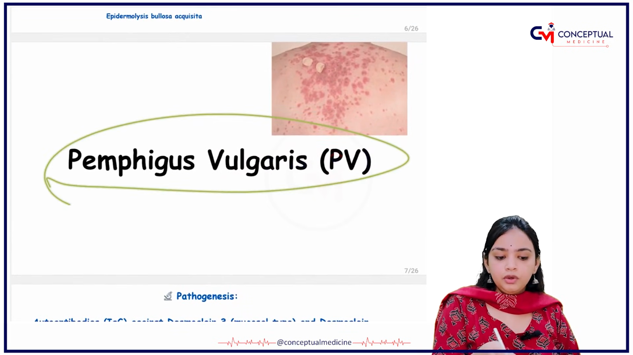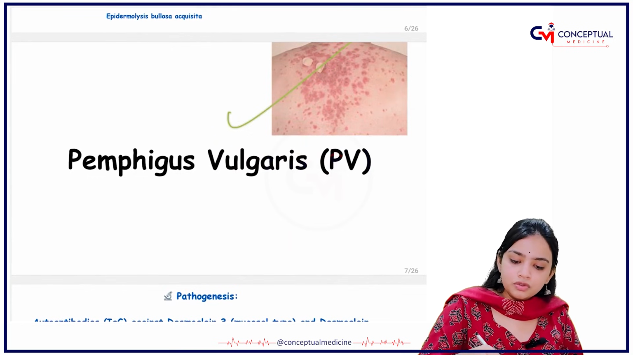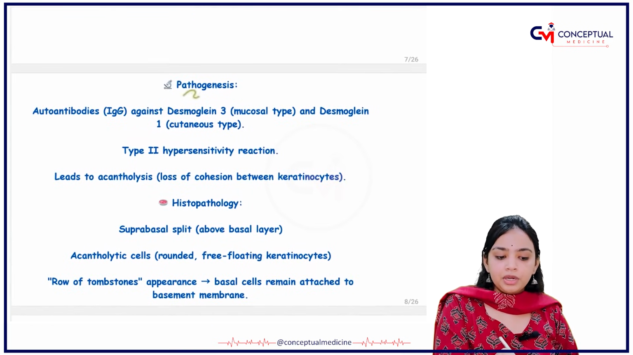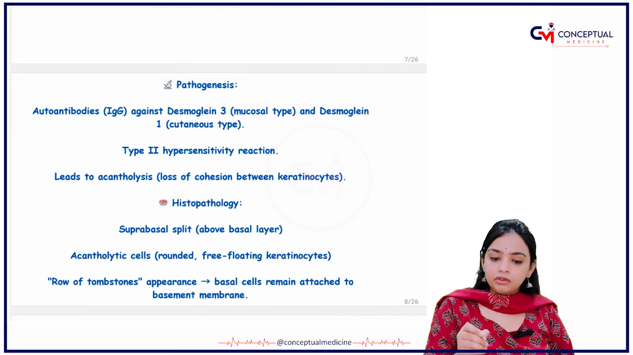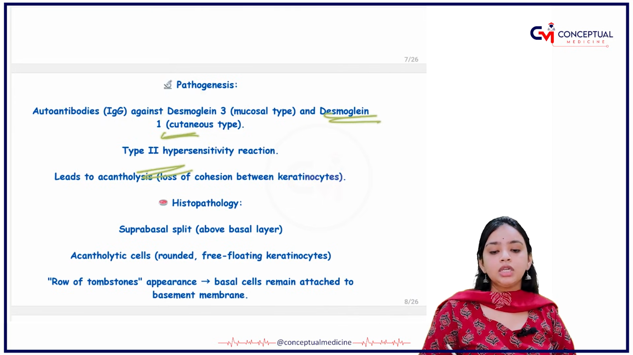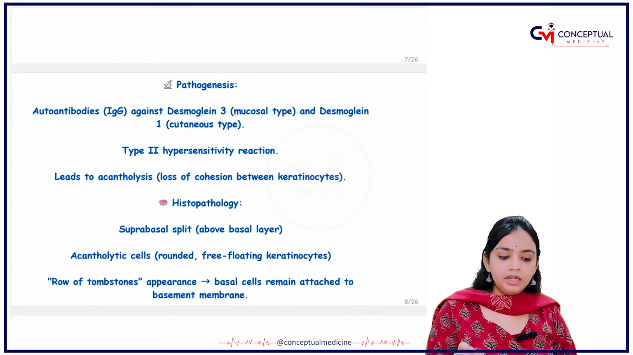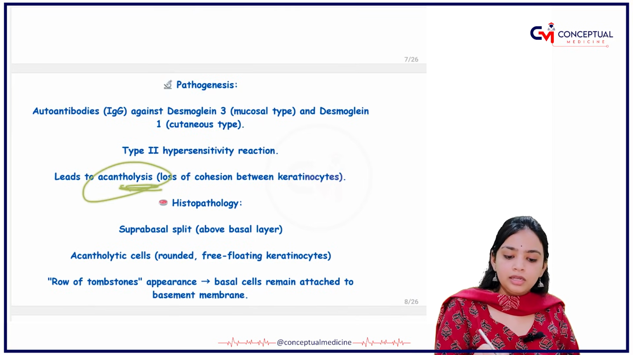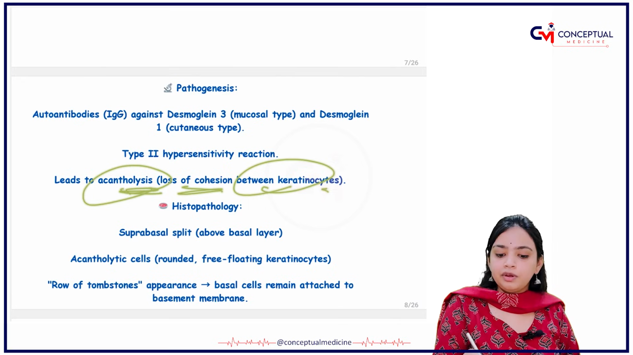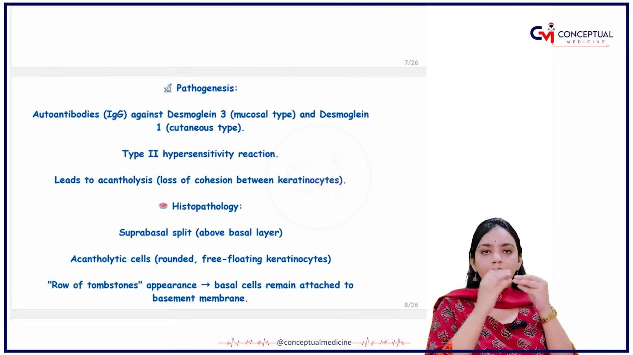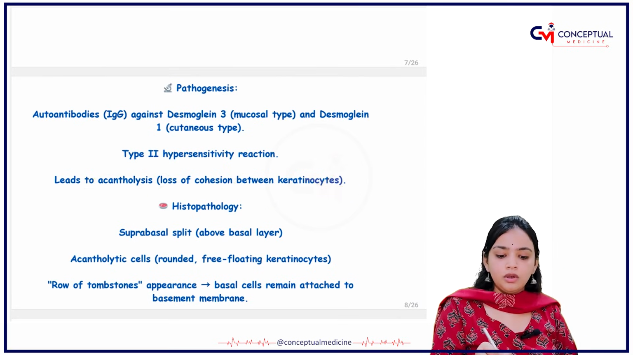So, if I talk about Pemphigus vulgaris, this figure should come to your mind. What is the pathogenesis? There are autoantibodies against Desmoglein 3 and Desmoglein 1. It involves the type II hypersensitivity reaction and it leads to acantholysis, that is loss of cohesion between the keratinocytes, loss of cohesion between both the cells.